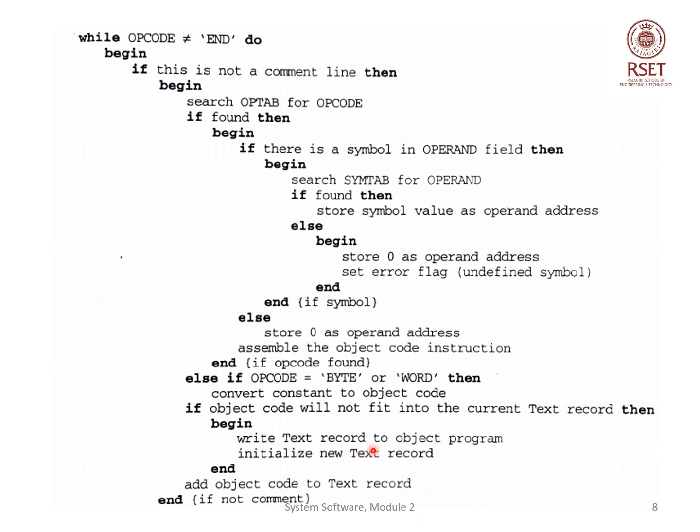Okay, write the text record to the object program and initialize a new text record. That is, the text record in which you were writing till now has to be moved to the object program and you have to initialize a new text record. Then add the object code to the text record. That is, if it does fit into the current text record, you can add it to the text record.